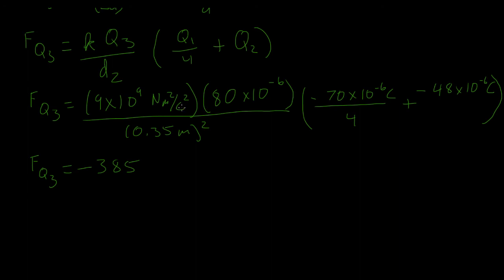And again, it's the same situation with our units. Meters squared cancel. These coulombs squared will cancel these coulombs. Oh, and I forgot to put the coulombs here. That's also going to cancel. And we'll be left with newtons, which is force. Okay, so I get negative 385 newtons.